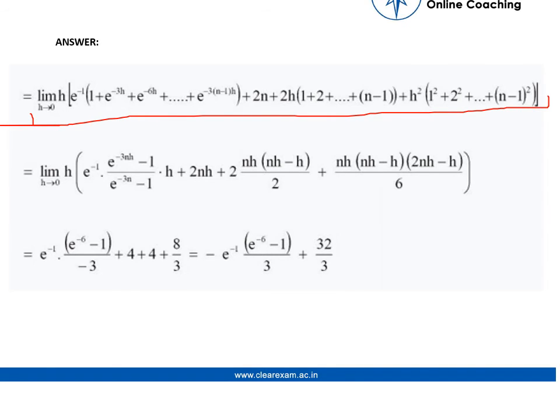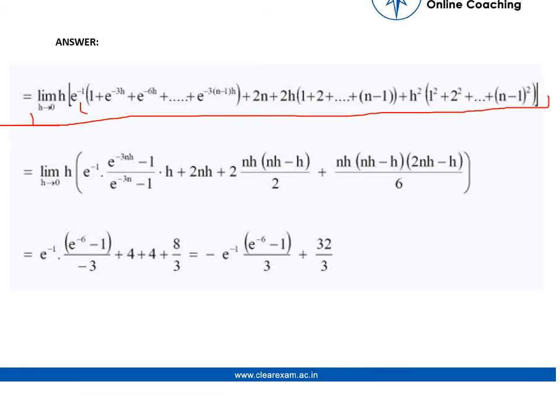On simplifying this equation and taking out the common terms, we get this equation, which is limit h tends to 0, e inverse times 1 plus e raised to minus 3h plus e raised to minus 6h and so on till e raised to minus 3 into n minus 1 times h, plus 2n plus 2h into 1 plus 2 plus 3 plus 4 and so on till n minus 1, plus h square into 1 square plus 2 square plus 3 square and so on till n minus 1 square terms.